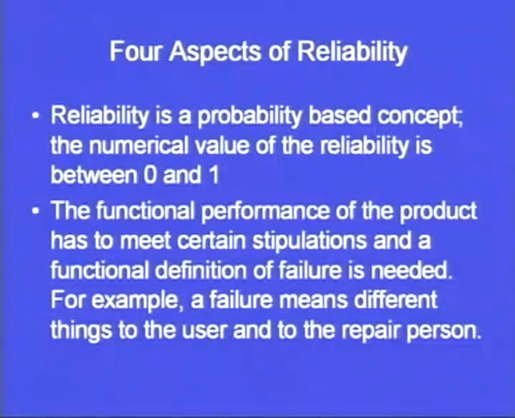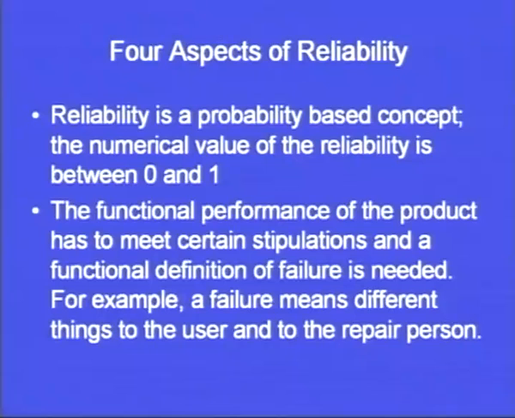Now from this definition, or the definitions that we have already covered, we can very easily conclude that there are 4 or 5 different aspects related to reliability. Those aspects we are going to cover in the subsequent slides. So, 4 aspects of reliability on the basis of the definitions that we have covered so far. Reliability is a probability based concept. If you have studied mathematics, you might know the basic knowledge regarding probability.